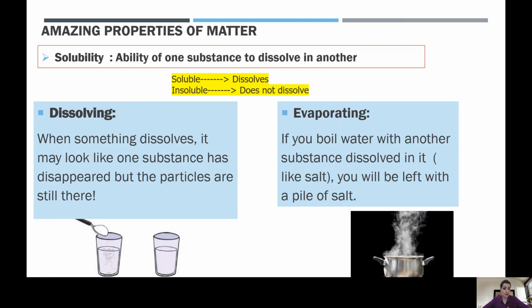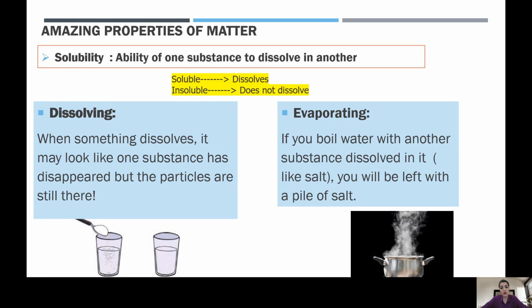The next property that is again an amazing physical property that we will talk about is called solubility. Solubility is the ability of one substance to dissolve in another. When I say ability to dissolve, this means it is soluble. Okay, it is soluble. For example, I put 2 spoons of sugar in water and I mix them. After some time, I will see that the sugar disappeared in the water.